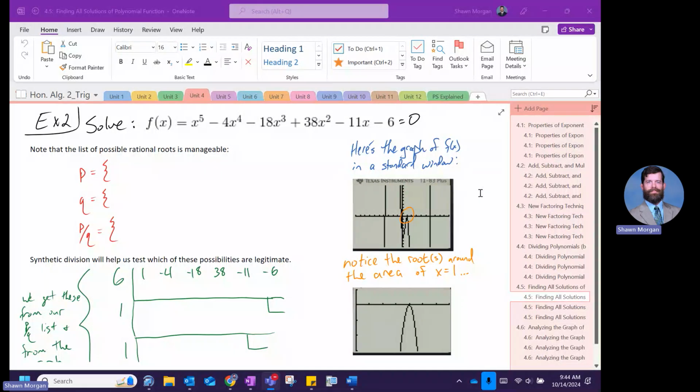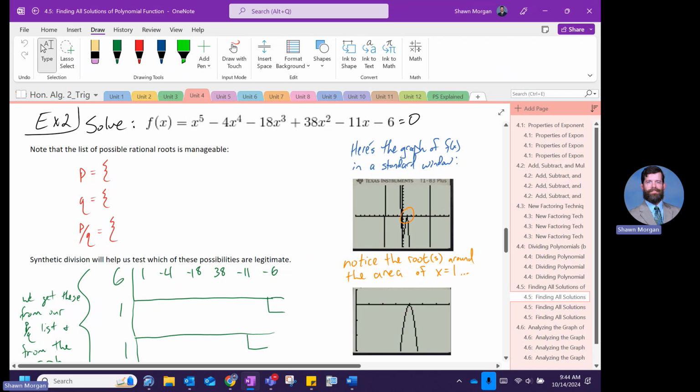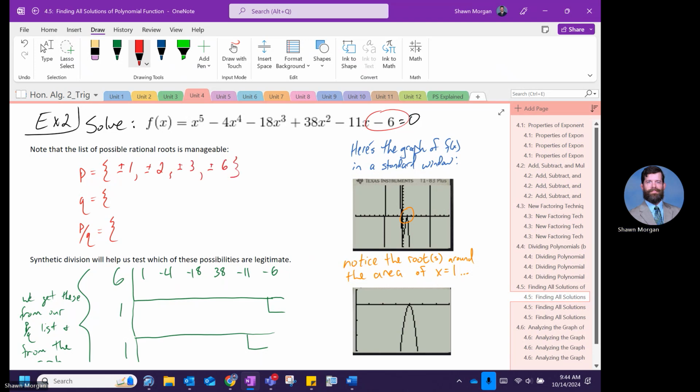We're going to work an example using the rational root theorem to help us peel back the layers of this degree 5 polynomial. We're going to try to find all 5 roots. So our list of P is from the constant. It's our factors of the constant. Now the constant being -6, I'm going to have a plus or minus 1, a plus or minus 2, a plus or minus 3, and a plus or minus 6. Lots of little factors there of 6.